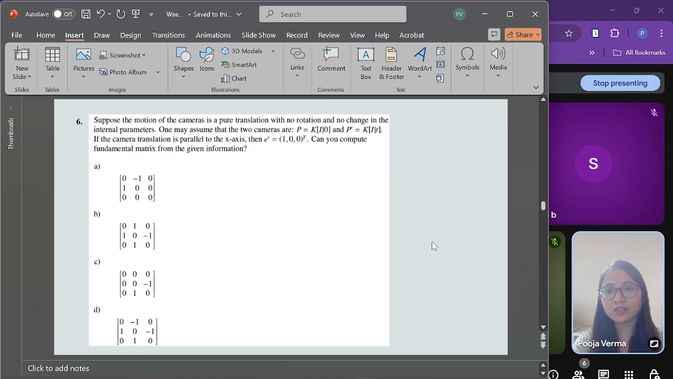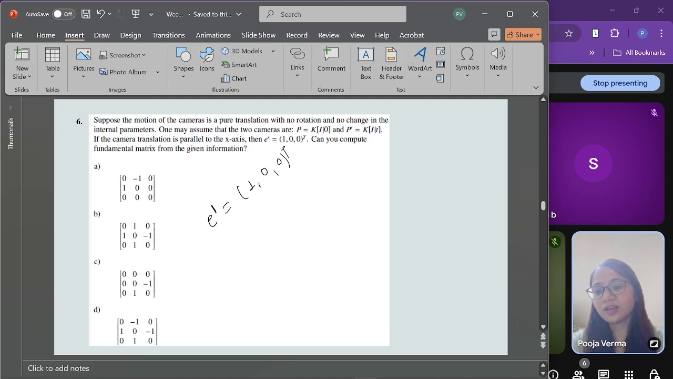So the next question is: suppose the motion of the camera is a pure translation with no rotation and no change in the internal parameters. One may assume that the two cameras are in this form, P is equal to K[I | 0] and P dash is K[I | T]. If the camera translation is parallel to the x-axis, then E dash is [1, 0, 0] transpose. Can you compute the fundamental matrix from the given information? Can we calculate the fundamental matrix?